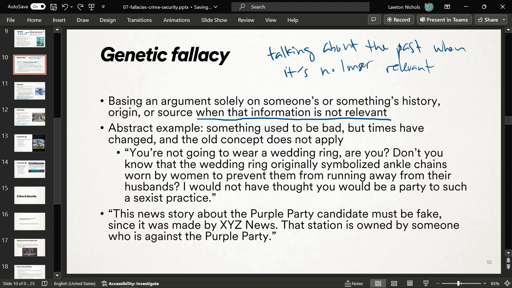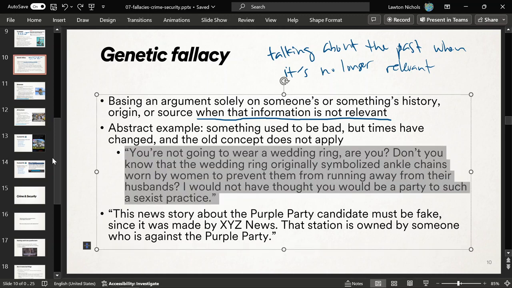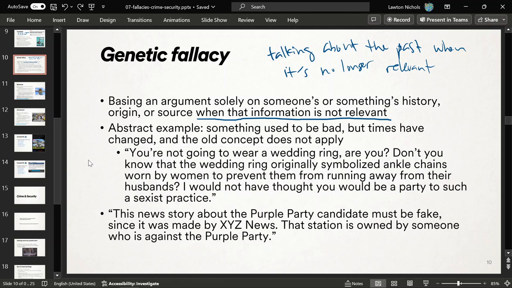So here's the best example I found off the internet about the genetic fallacy. It's like, you're not going to wear a wedding ring, are you? Don't you know that the wedding ring originally symbolized ankle chains worn by women to prevent them from running away from their husbands? I would not have thought you would be a party to such a sexist practice, right? So this is somebody trying to argue against wearing wedding rings, okay? I have no idea if this is true, by the way. Has any of us looked into this? But somebody's trying to say that a wedding ring is bad because it used to mean this.